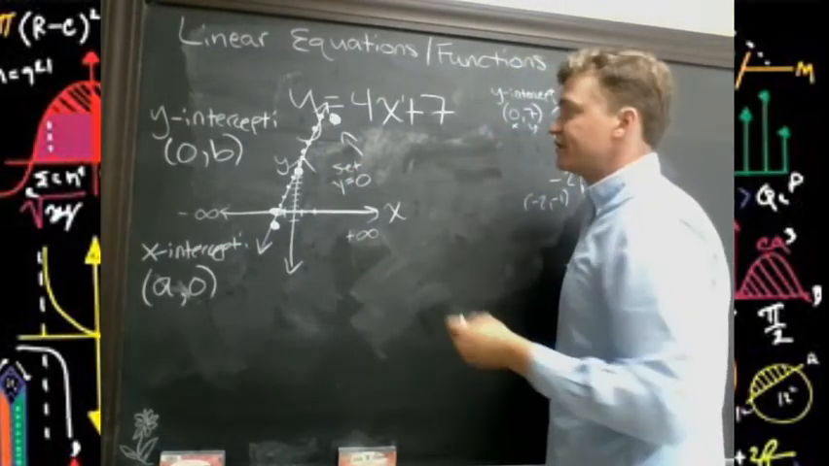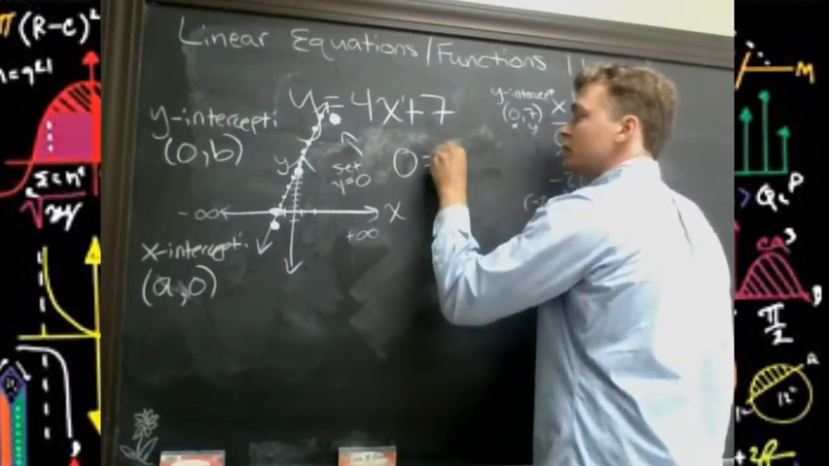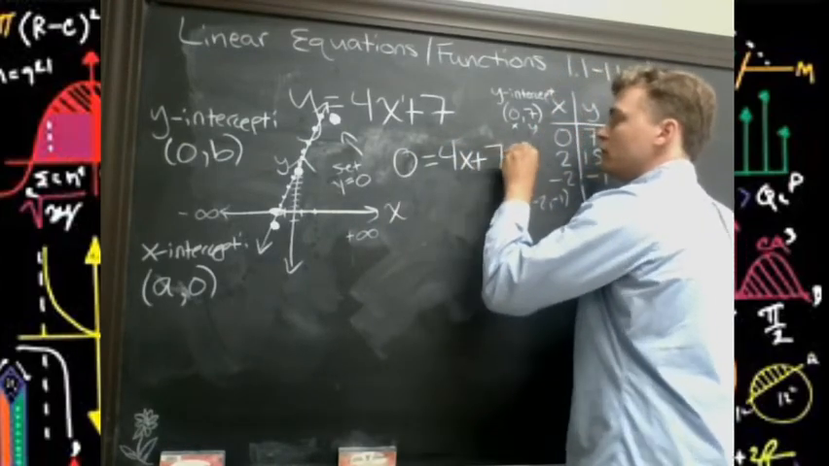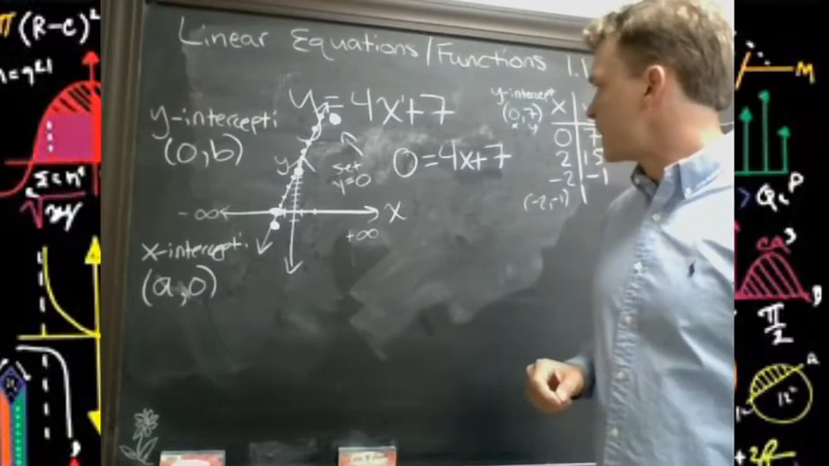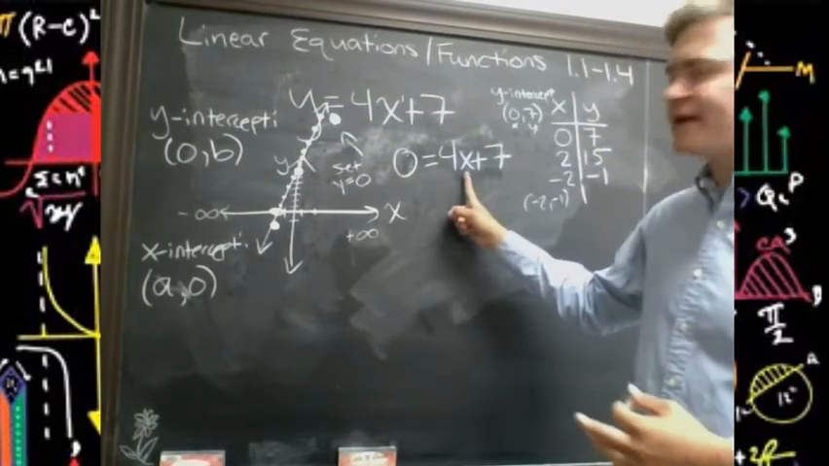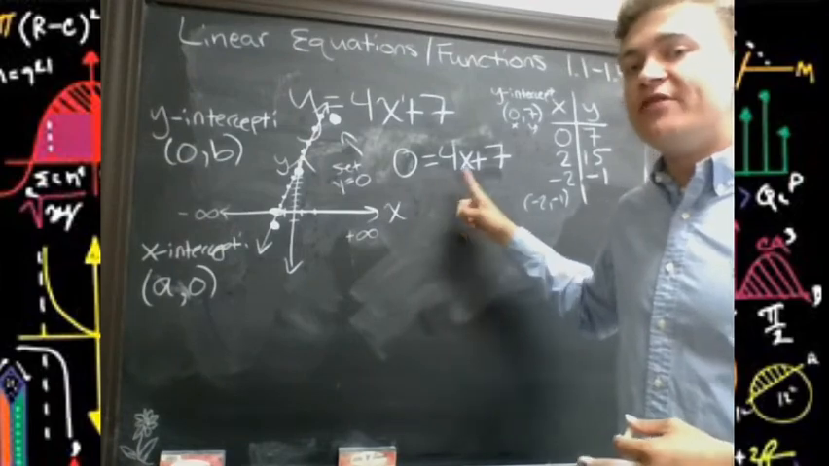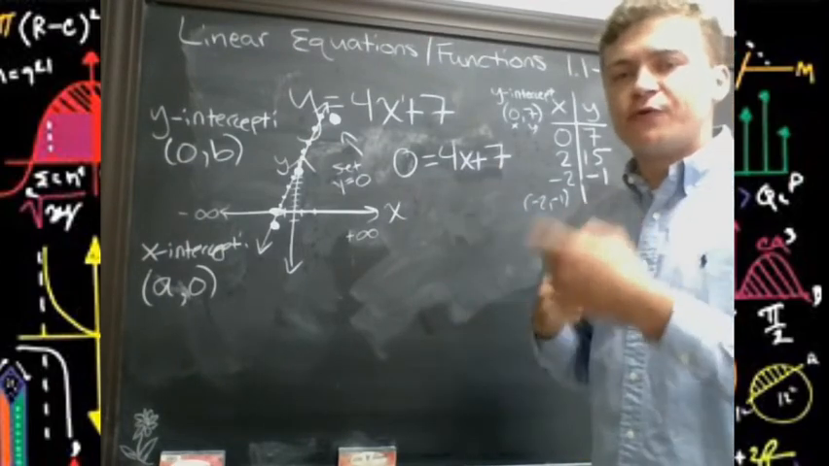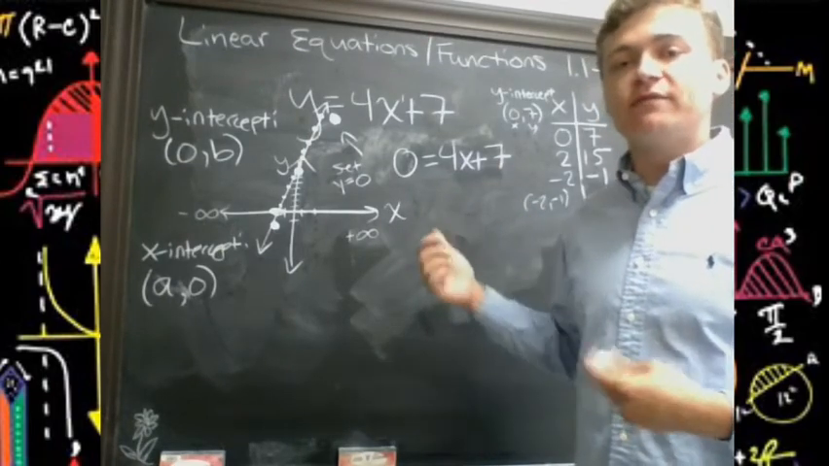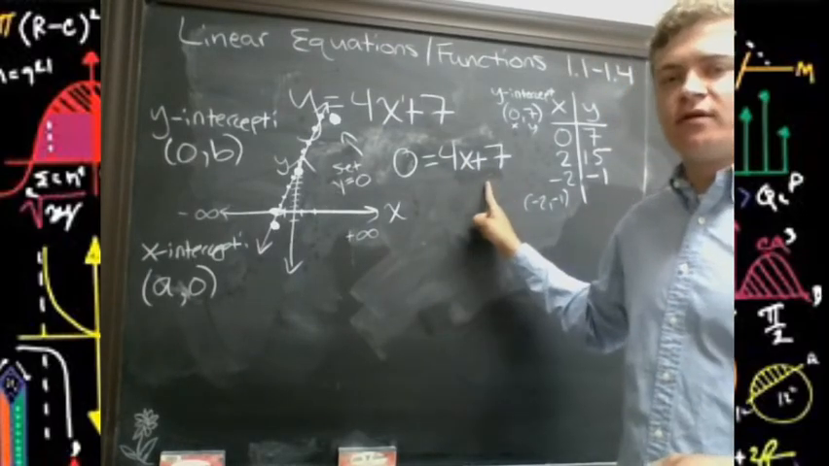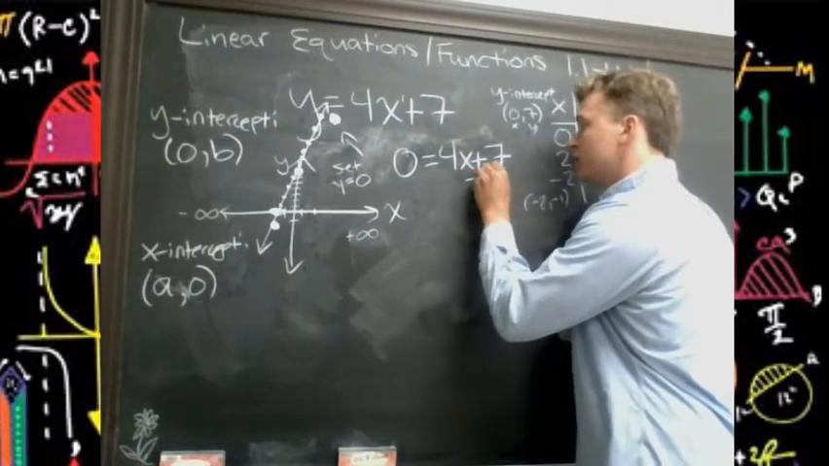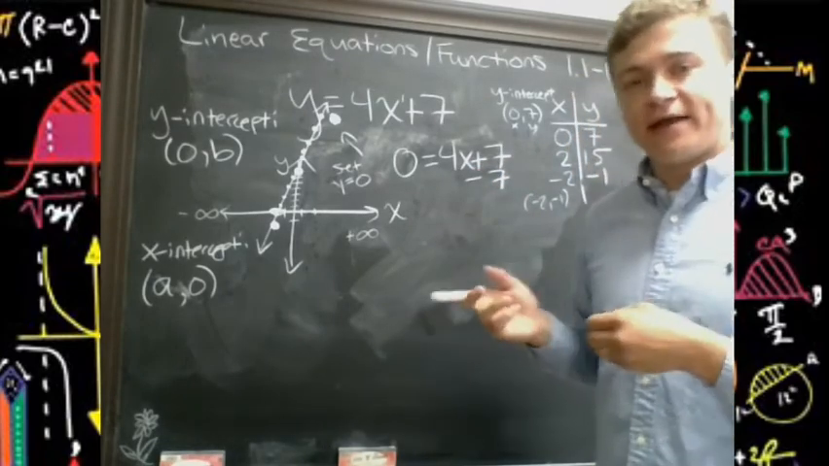Setting y equal to 0, we have 0 equals 4x plus 7. We want to get x by itself. x was multiplied by 4, and then we added the 7 to it. To reverse these steps to get x by itself, because we want to solve for x, what was the last thing we did? We added 7. So let's subtract 7. That'll get rid of that adding of 7.